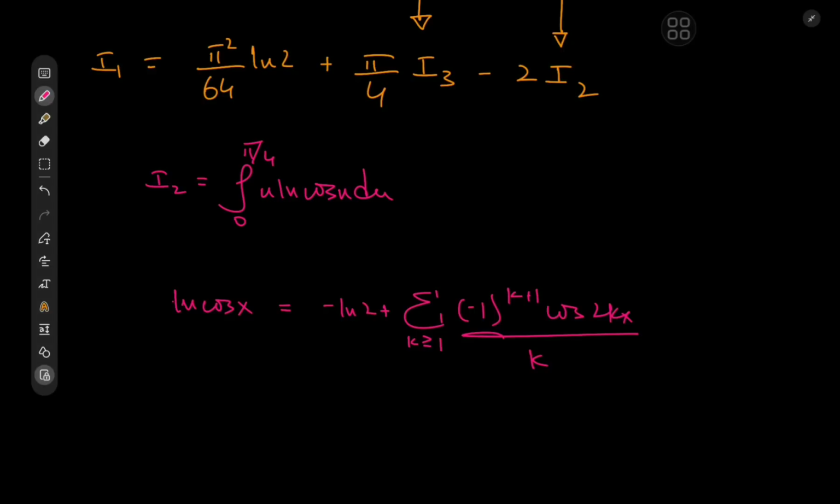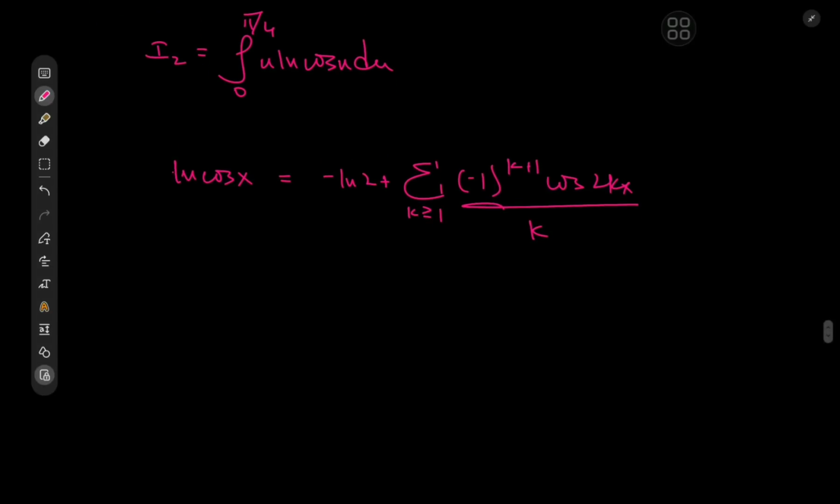Anyway, how exactly are we supposed to make use of this infinite series? Well, all I have to do is expand by u and integrate from 0 to pi by 4. That seems pretty straightforward. So we have negative log 2 times the integral from 0 to pi by 4 of u du. I swear these log 2 terms are everywhere. Plus, I'm switching up all the operators now.